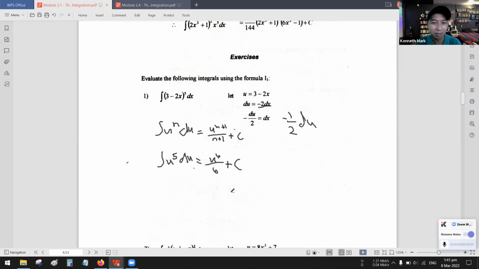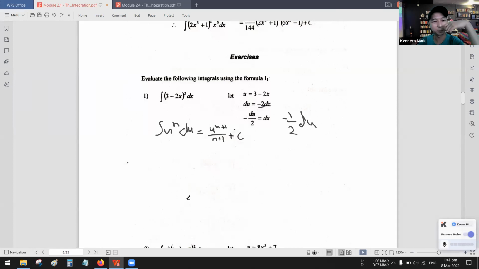So, saan napunta yung 3 minus 2x? Nawala siya. Nawala. Anong next dito na step? After dito? Wala may mag-volunteer. Palit tayo.